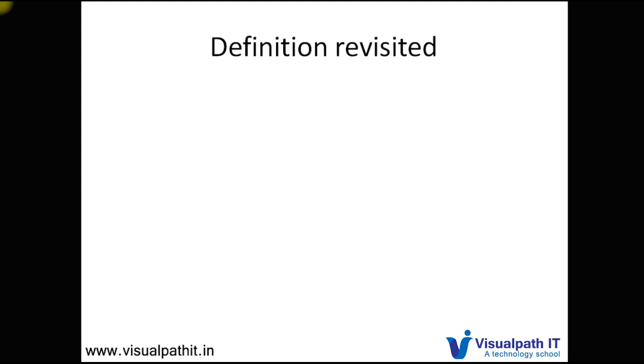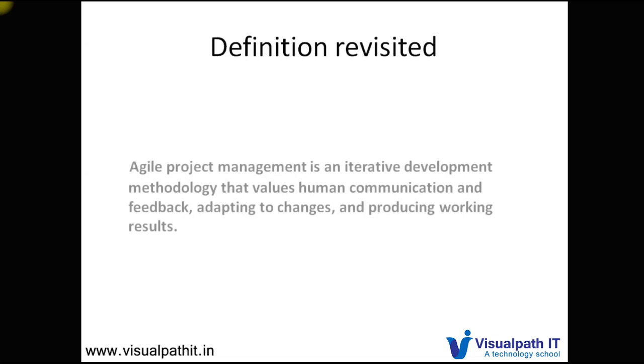Okay, now we have seen the manifesto, so we will redefine the definitions we have gone through about Agile in a much easier way. Basically, Agile project management is an iterative development methodology that values human communications, feedback, adapting to change, and producing working results. So it's simple: we are focusing more on human values instead of the software, and we are more focused on the client's review and their requirements.